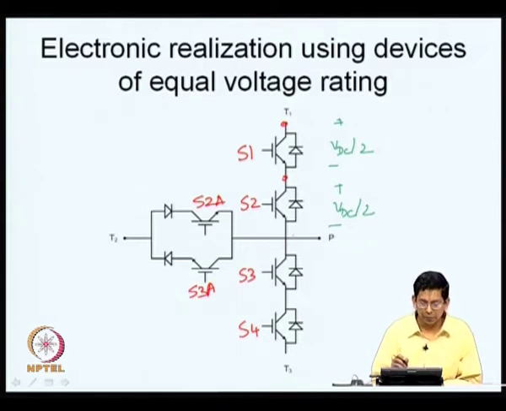Now, similarly, let us say S1 and S2 are conducting. If S1 and S2 are conducting, what is the potential here at the midpoint? Plus. What is the potential here? This is 0. So, who is blocking the voltage between these two? Is it the transistor or is it the diode? It is actually the diode that is blocking this potential. So, this transistor does not have a significant role in blocking the voltage, blocking is actually done by the diode.